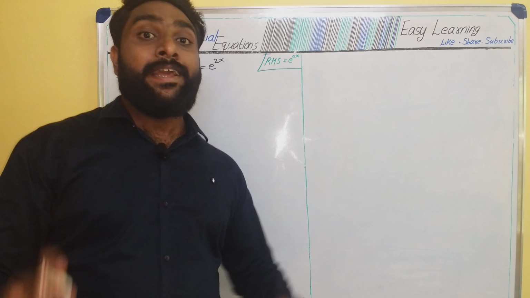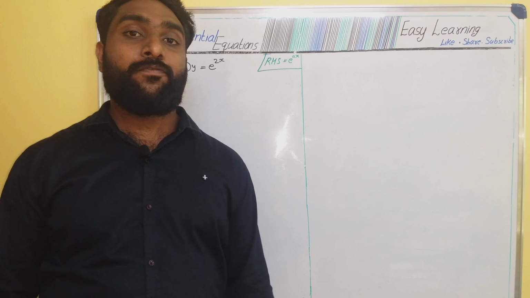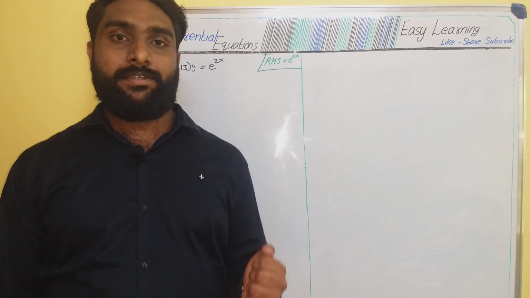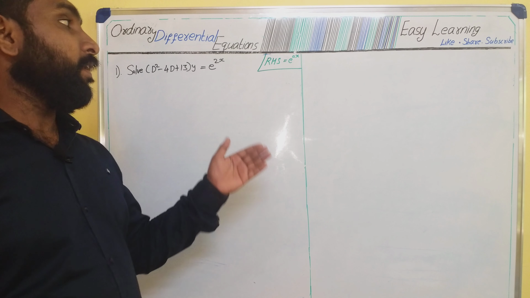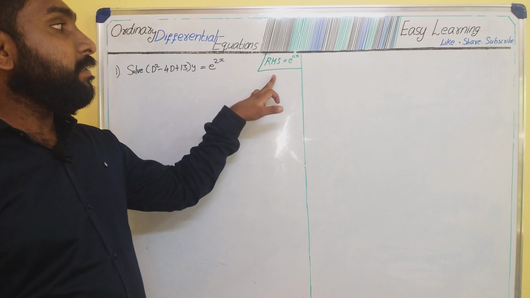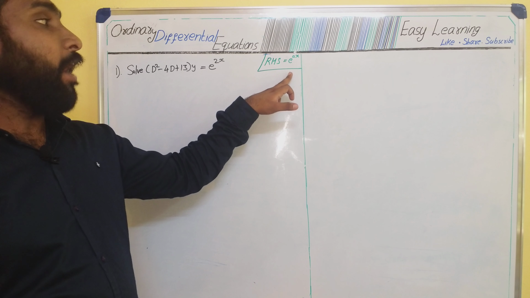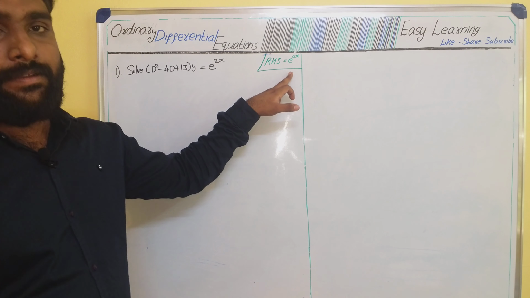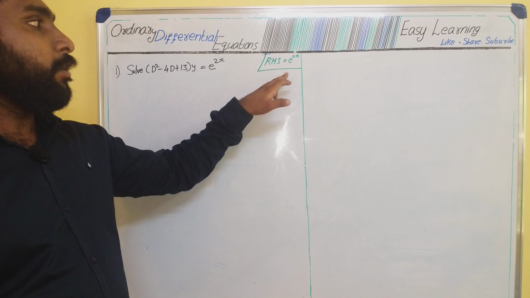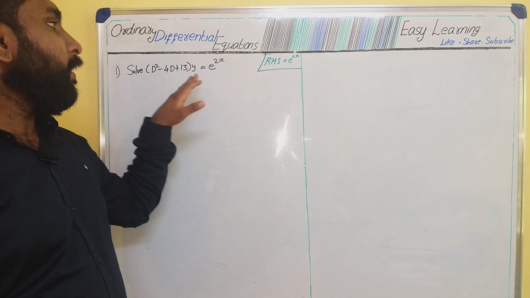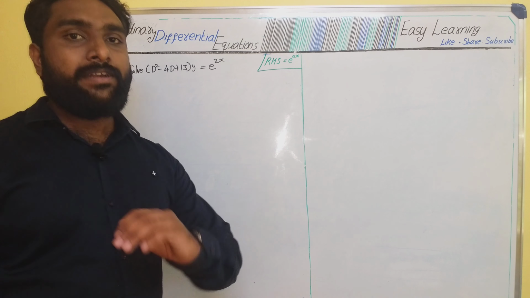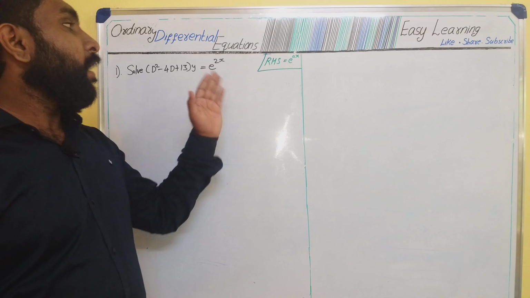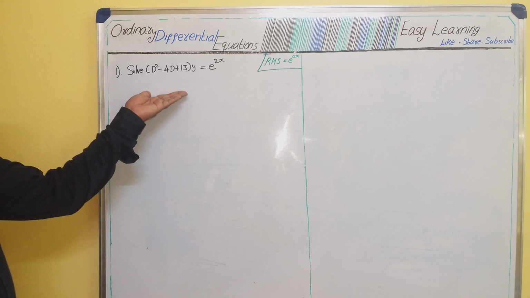Hi friends, in the earlier class we have seen how to find out the complementary function where RHS is equal to 0. This is the second type of the ordinary differential equations, and in this second type we have RHS equal to e power ax. When RHS is equal to e power ax, or when RHS is having some value, we have to find out the complementary function as well as the particular integral. So let's see how to solve this. First of all, let's find out the complementary function.